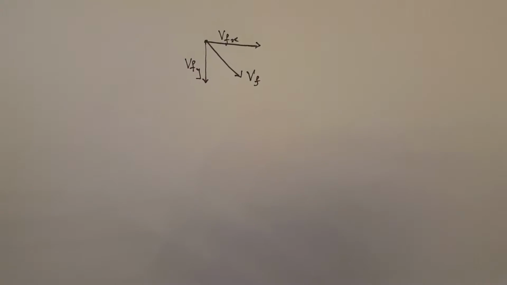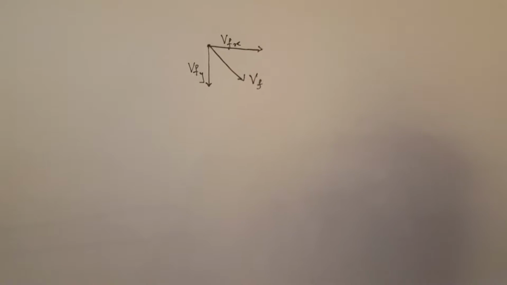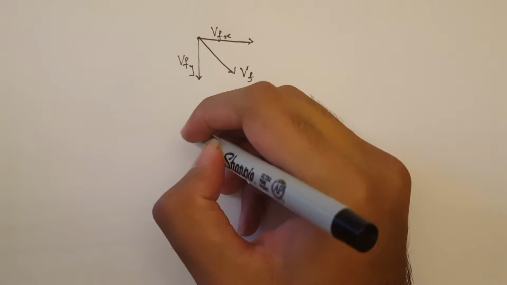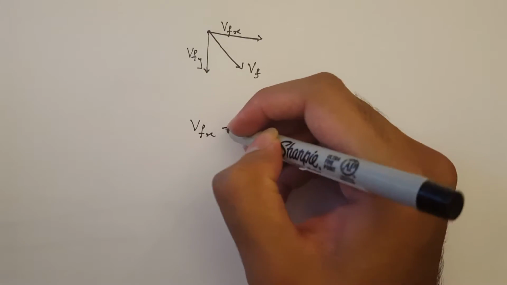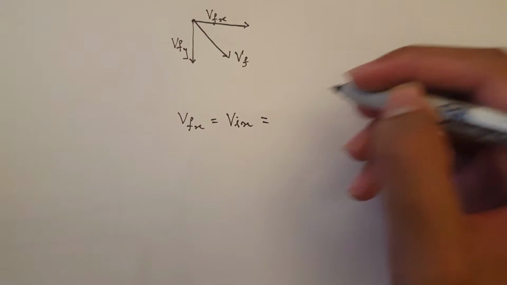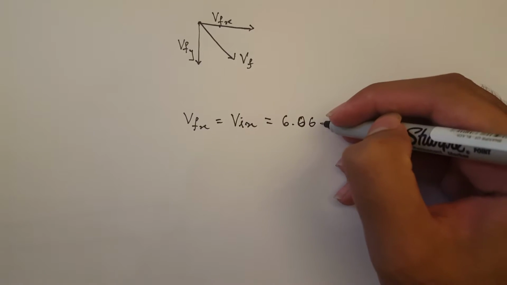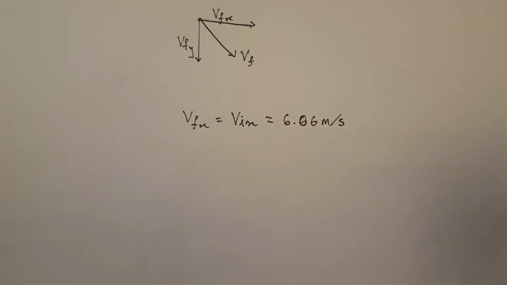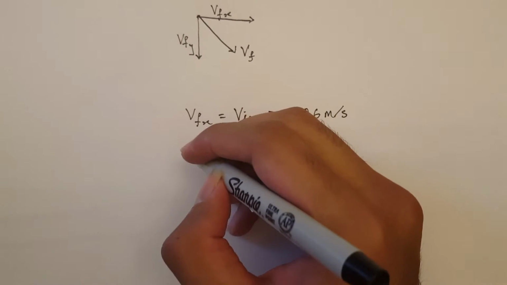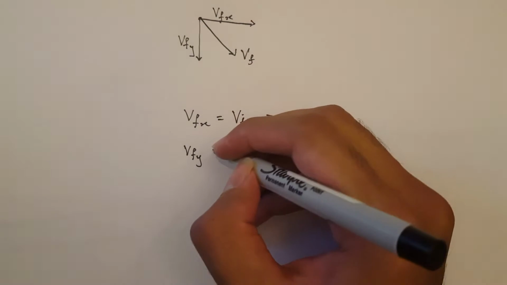So just now when we were breaking down the different components into x and y, we found that the acceleration for the x component is 0. So that means that Vf of x is actually equal to Vi of x. We can take the Vi of x's value, which was 6.06 meters per second.